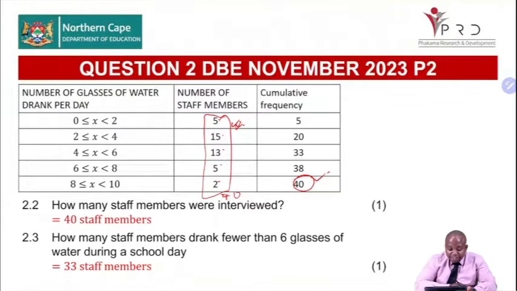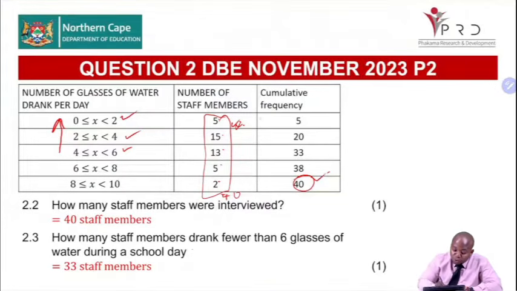2.3. How many staff members drank fewer than 6 glasses of water per day? So fewer than 6 glasses, this is where we are. So we are looking for all of those staff members that are in the interval of 0 and 2, 2 and 4, and 4 and 6.